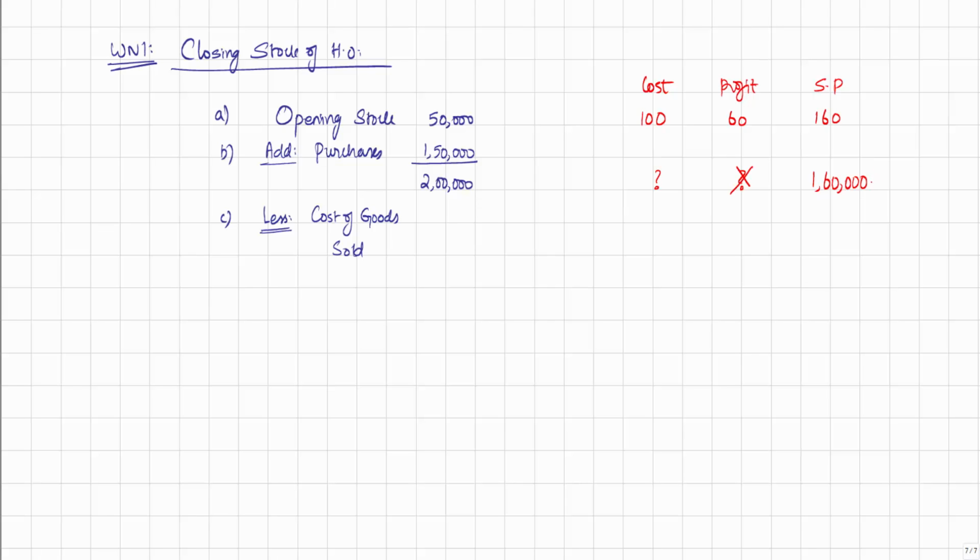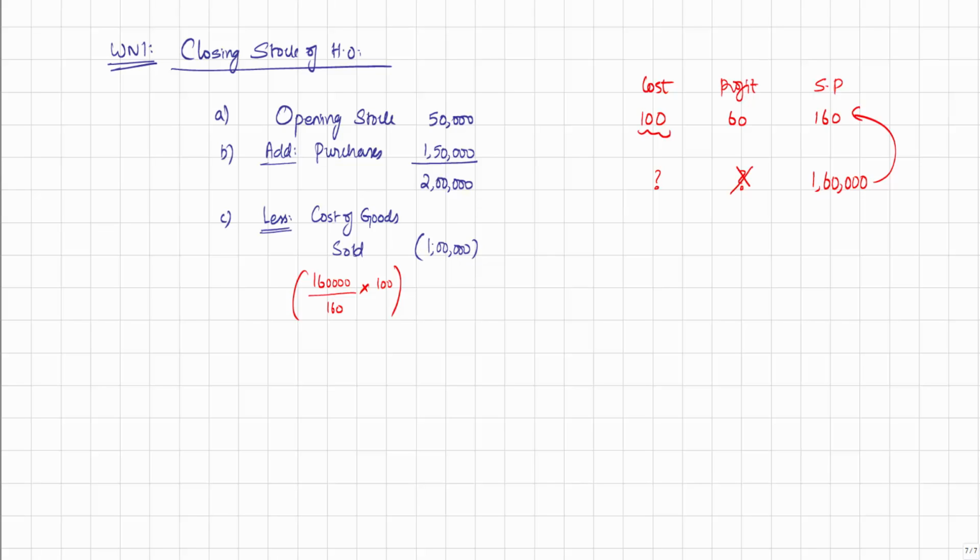So what we can do is we can take 1,60,000, and this 1,60,000 basically represents 160. So divide by 160, then multiply it with 100 to know what is the cost. The calculation is as simple as that. So 1,60,000 divided by 160 multiplied by 100 will give you the value, and it is 1 lakh. So this is the cost of goods sold.